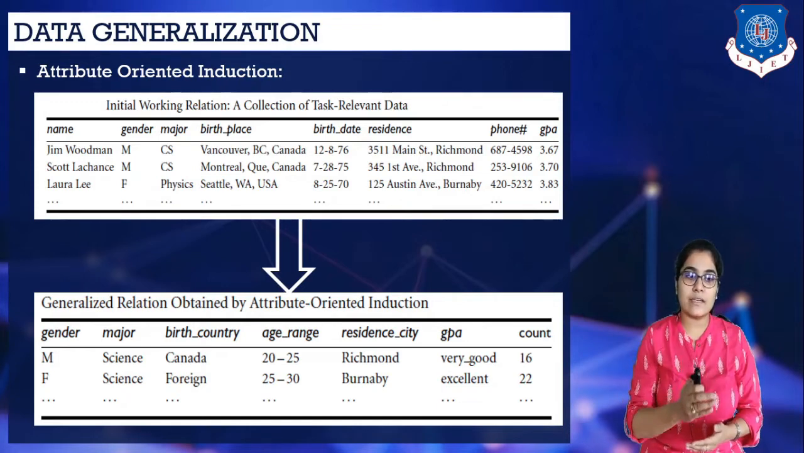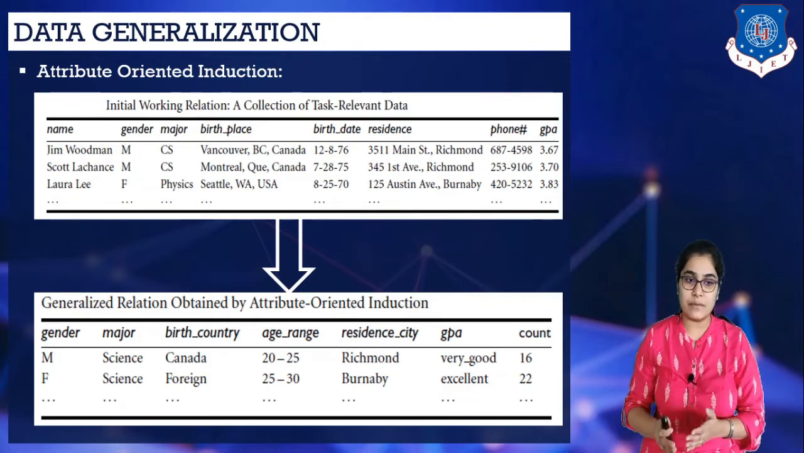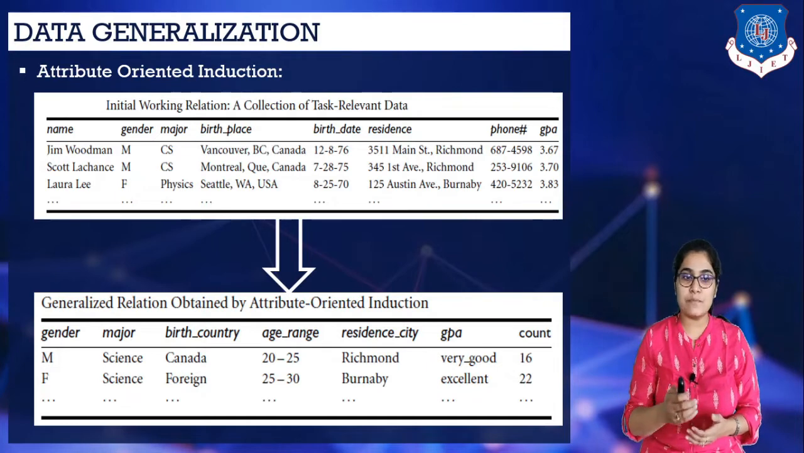So starting with the attribute name. The name attribute has a large set of different values. However, we cannot generalize this attribute and that is why it is eliminated from the generalized relation set. Next is the gender attribute. Now, the gender attribute has only two values, that is either male or female. So we do not need to generalize it. So we will keep this attribute as it is in the resulting set. Next attribute is major.